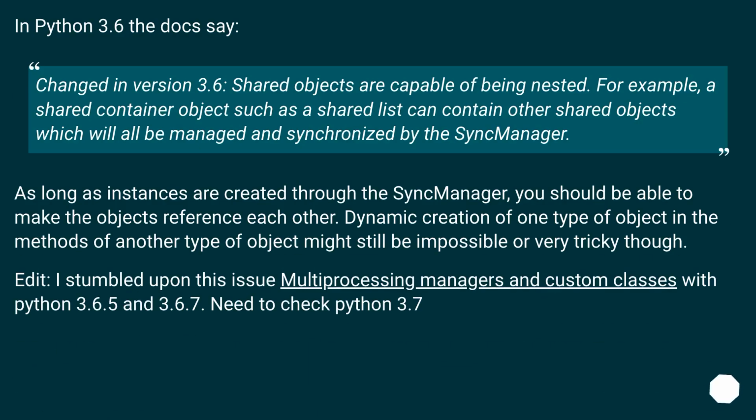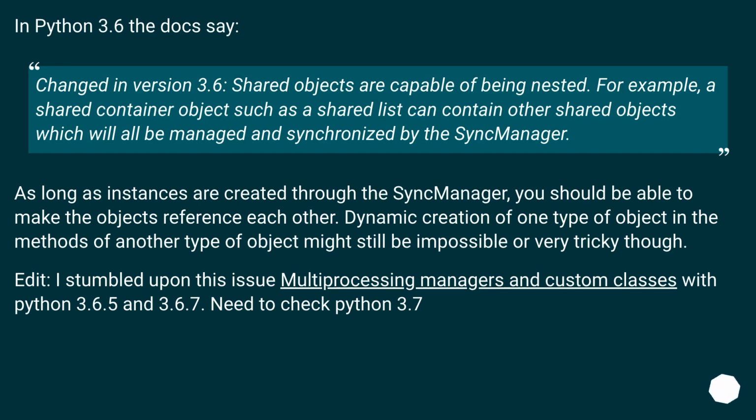In Python 3.6 the docs say, changed in version 3.6, shared objects are capable of being nested. For example, a shared container object such as a shared list can contain other shared objects which will all be managed and synchronized by the SyncManager. As long as instances are created through the SyncManager, you should be able to make the objects reference each other. Dynamic creation of one type of object in the methods of another type of object might still be impossible or very tricky though.